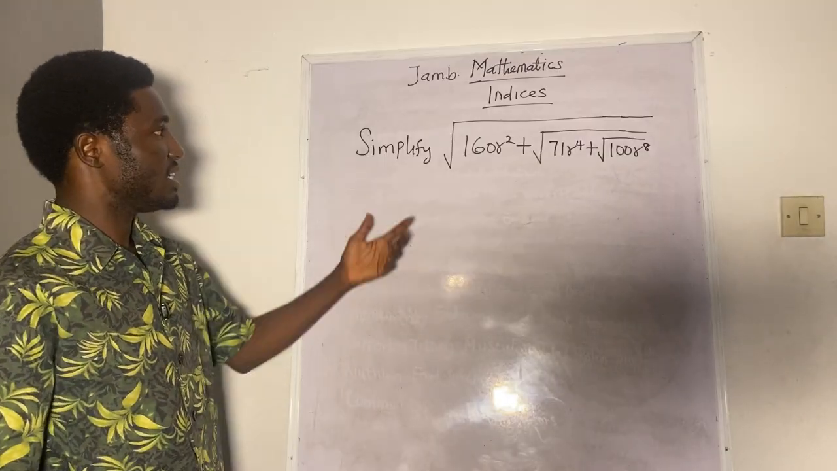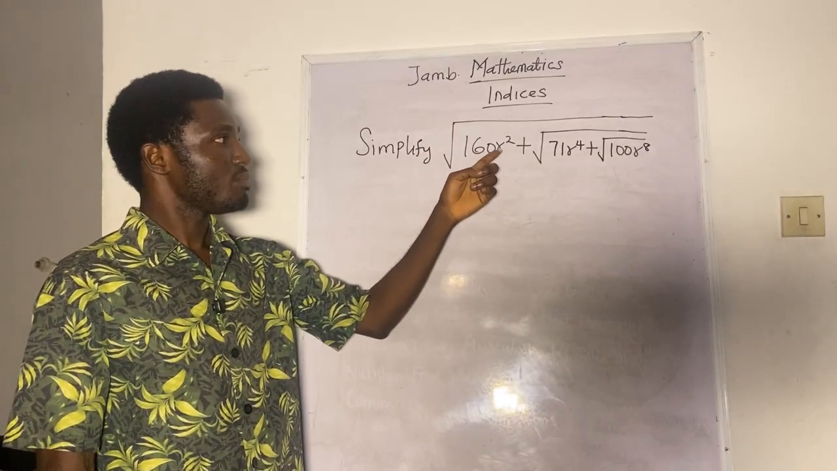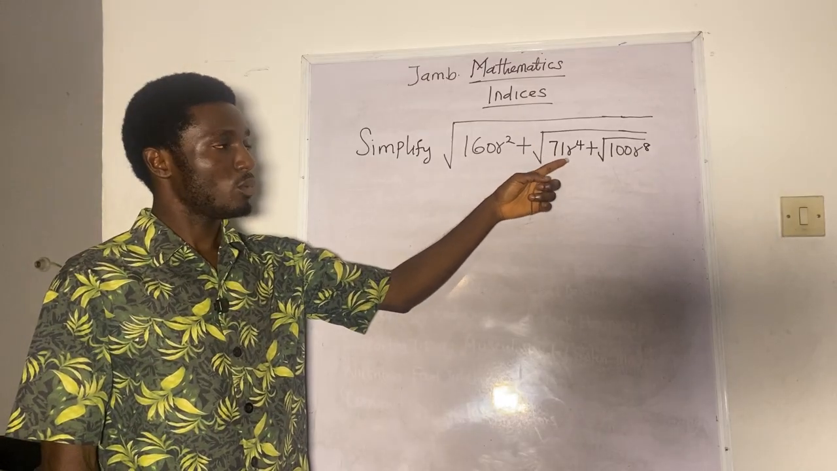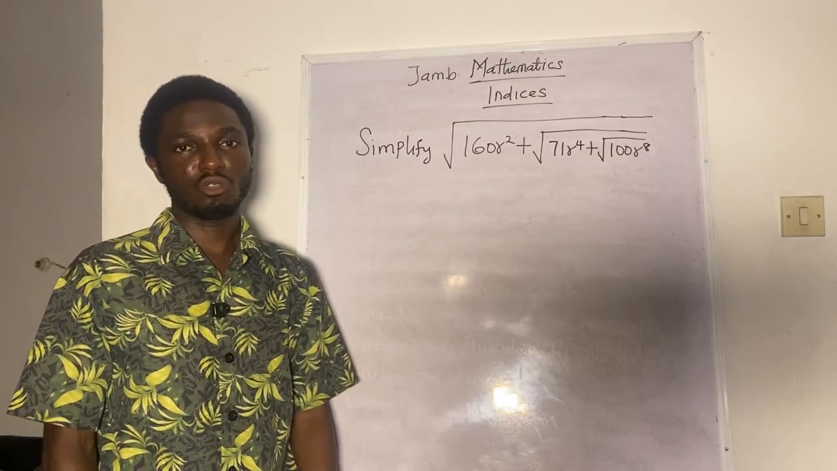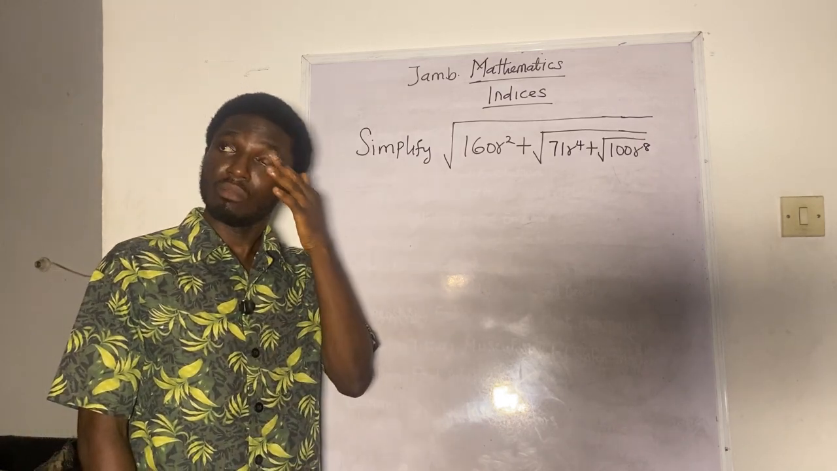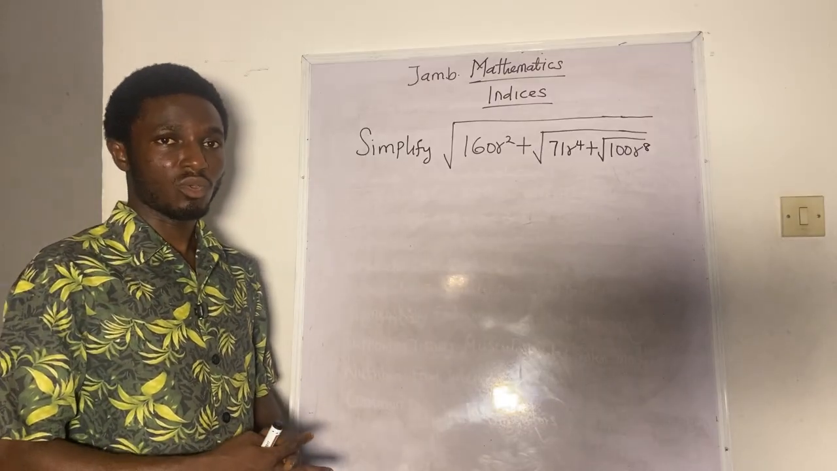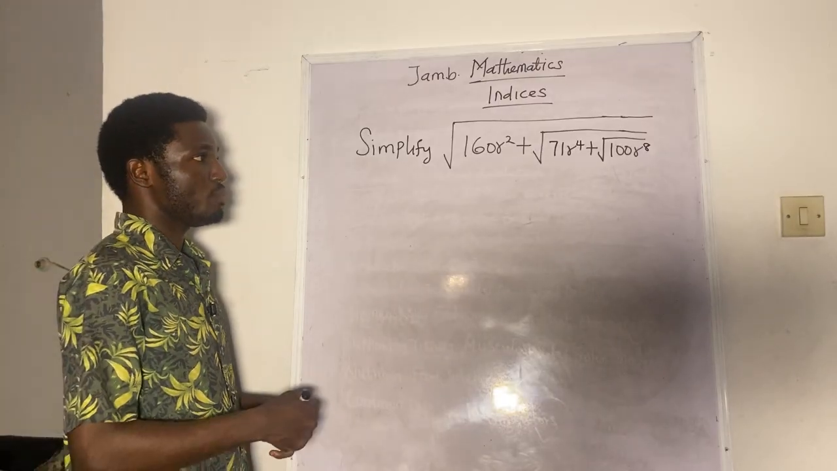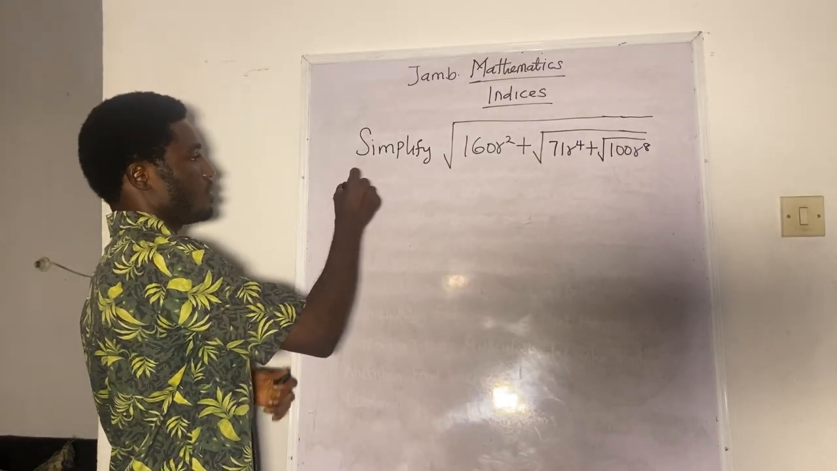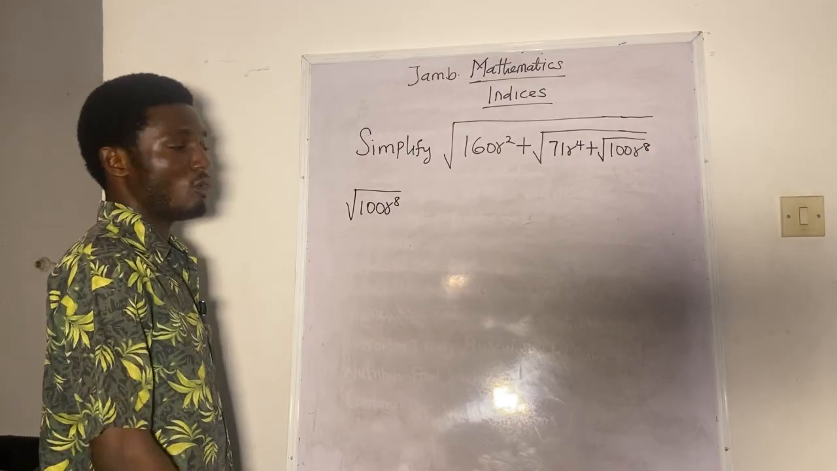Looking at the board, we said simplify the square root of 160r² plus the square root of 71r⁴ plus the square root of 100r⁸. Now, many students will be confused on what to do, but this is how you get along with it. The first thing we are going to do is pick the smallest square root, which is the square root of 100r⁸.